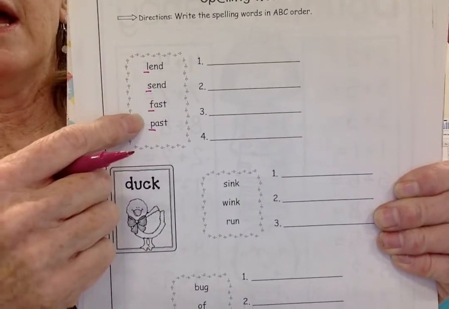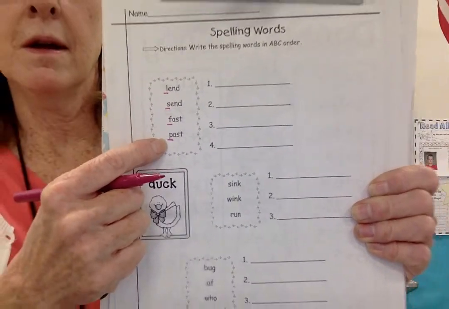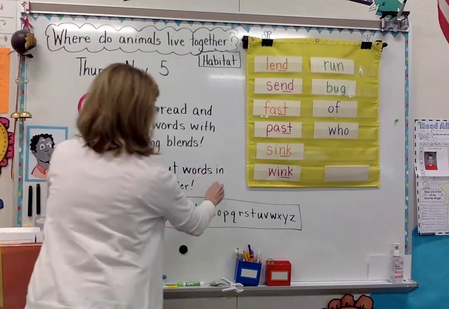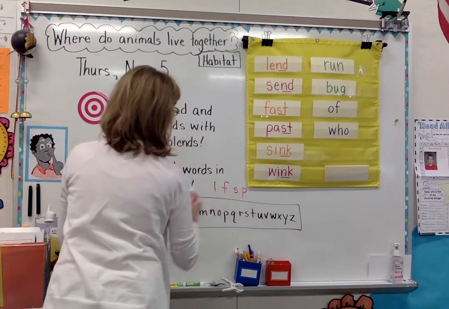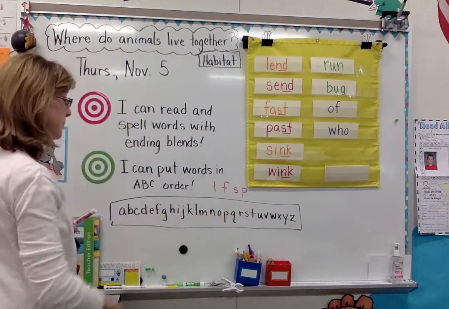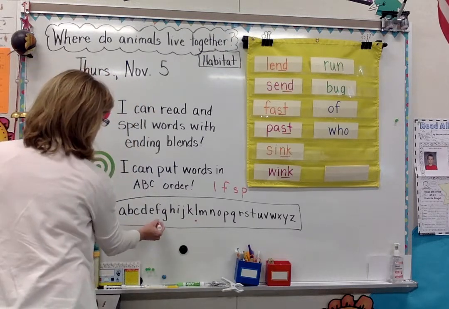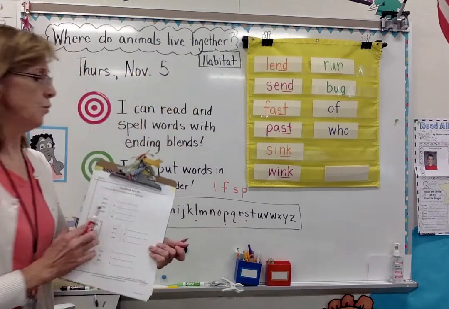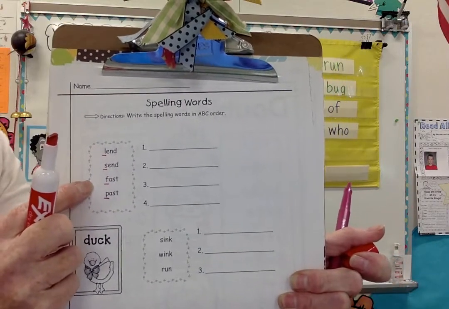So here we go, first letter. Then I look at this. I have an L, S, F, and P. Okay? Let me write these down on the board. I have an L, an F, an S, and a P. Okay? So I'm going to look at where these are in the alphabet. Now I've put the alphabet right up here on the board. L. Maybe I'll put a little dot underneath that here. F. S. And P, because the words I have are lend, send, fast, and past.